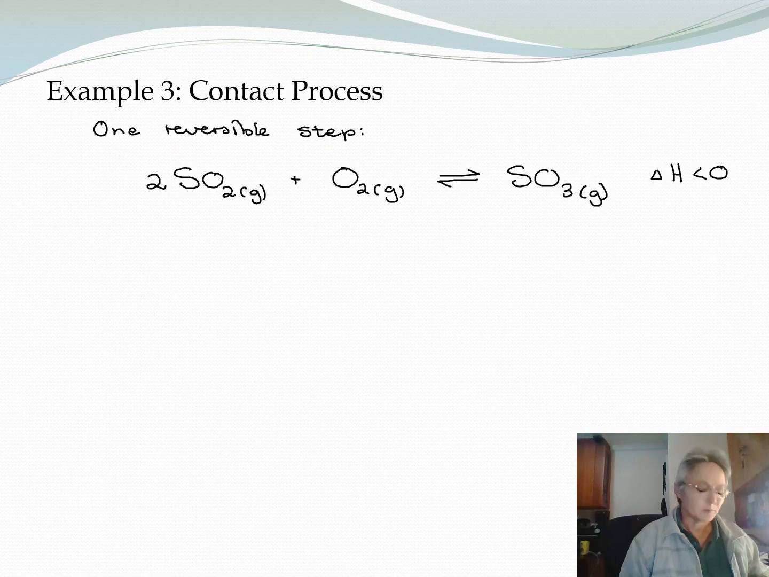The contact process is also mentioned on page 181. There is one reversible step in the contact process. It's the oxidation of sulfur dioxide to form sulfur trioxide. The catalyst that is used here is vanadium pentoxide.